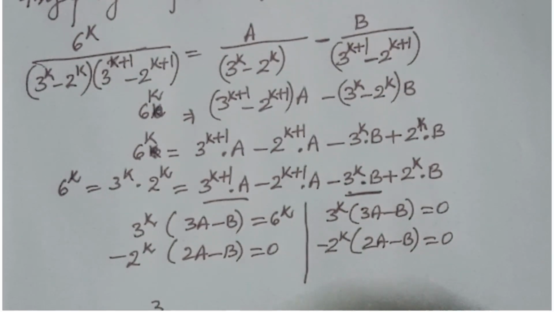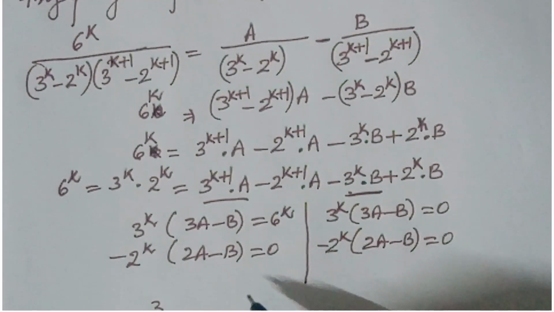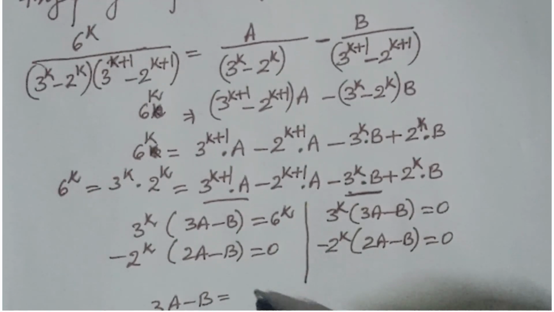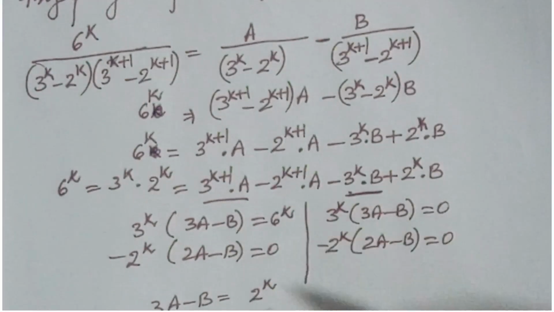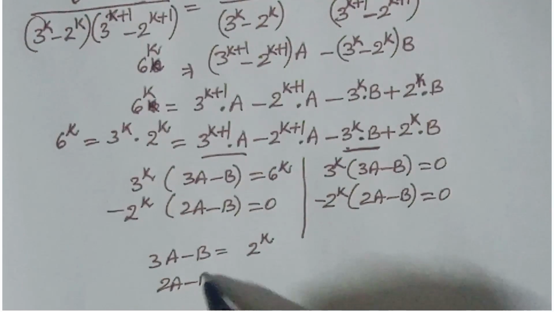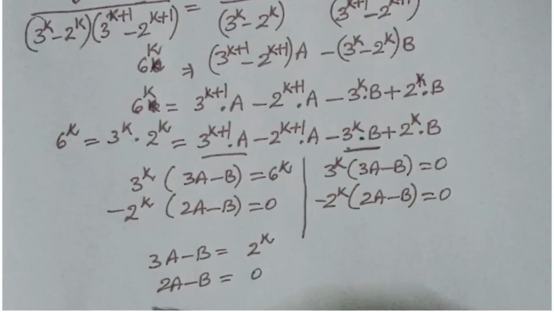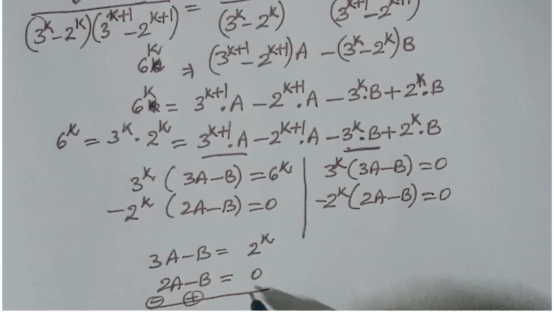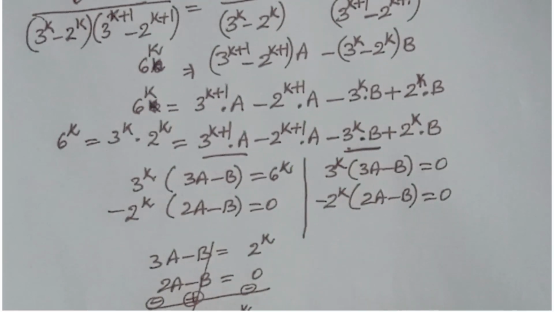So here, if you take this value, what will we get? 3A minus B will be 2^k, the 3^k will get cancelled. Now 2A minus B is 0. So if you subtract this, change the symbols, B gets cancelled, and A is equal to 2^k.